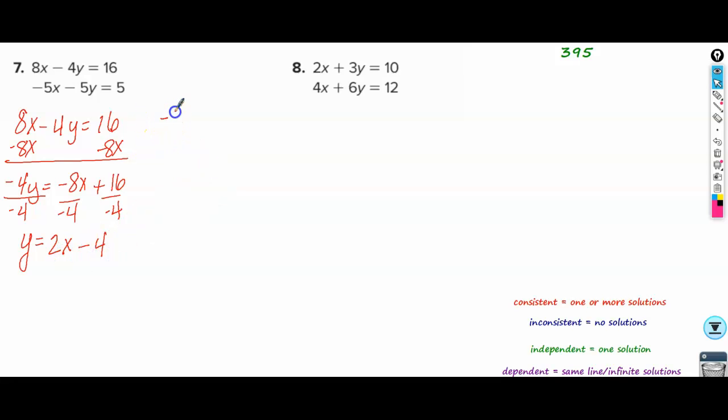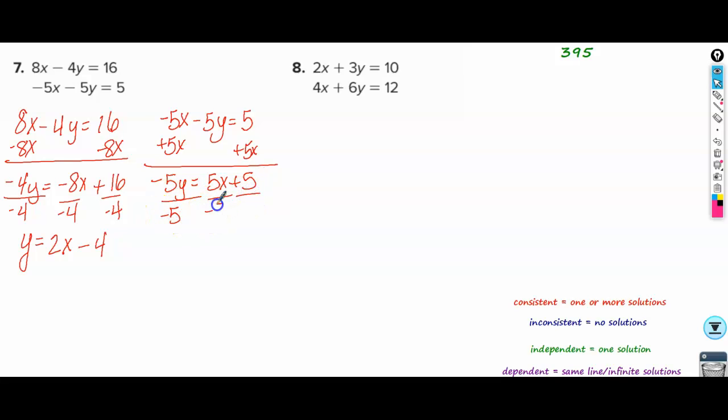The other equation is negative 5x minus 5y equals 5. Add 5x to both sides. Negative 5y equals 5x plus 5. Divide everything by negative 5. Now we don't have to flip the sign. This is an equation. Y equals negative 1x, or just negative x, minus 1.